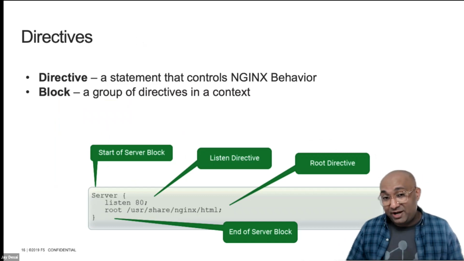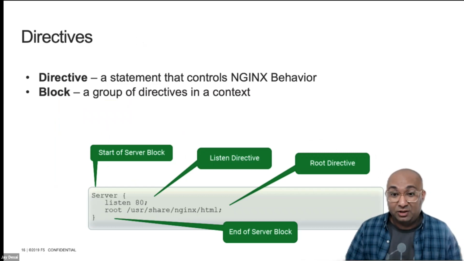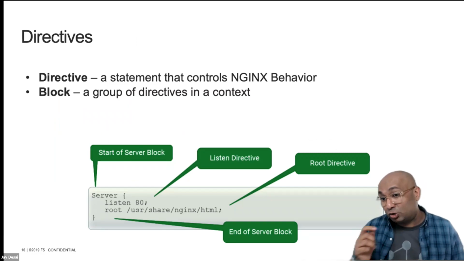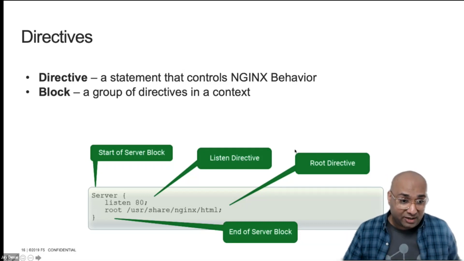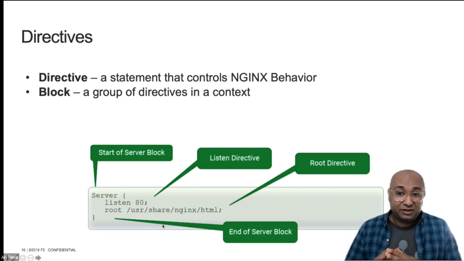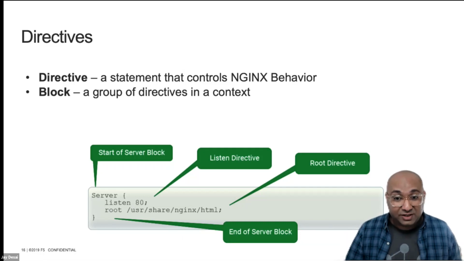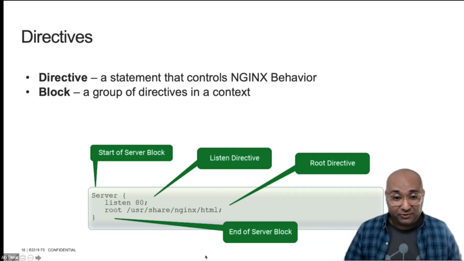Now, directives are very, very essential. You use these directives to achieve a specific functionality within your NGINX configuration. A directive is a single statement that controls a given NGINX behavior. A block, on the other hand, what you see over here, is a grouping of directives encased in curly braces. What we see on the screen here is a listen directive telling NGINX to listen on port 80, and the root directive is essentially pointing to a path in the file system.